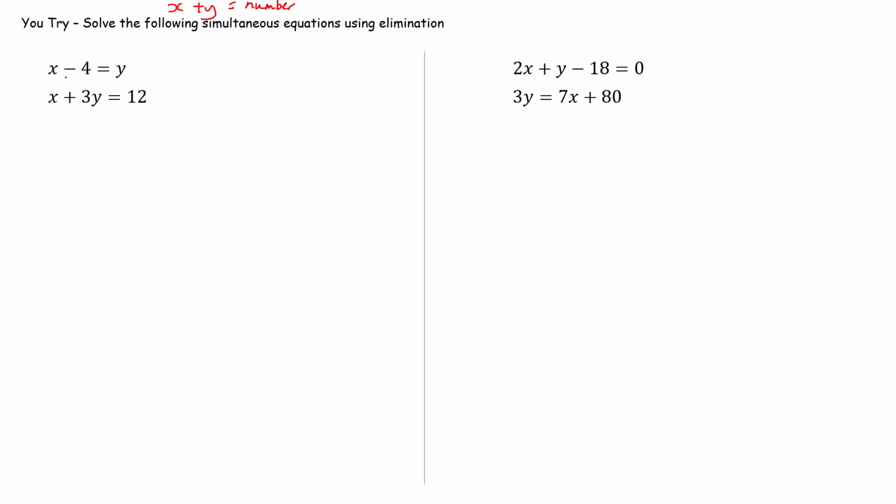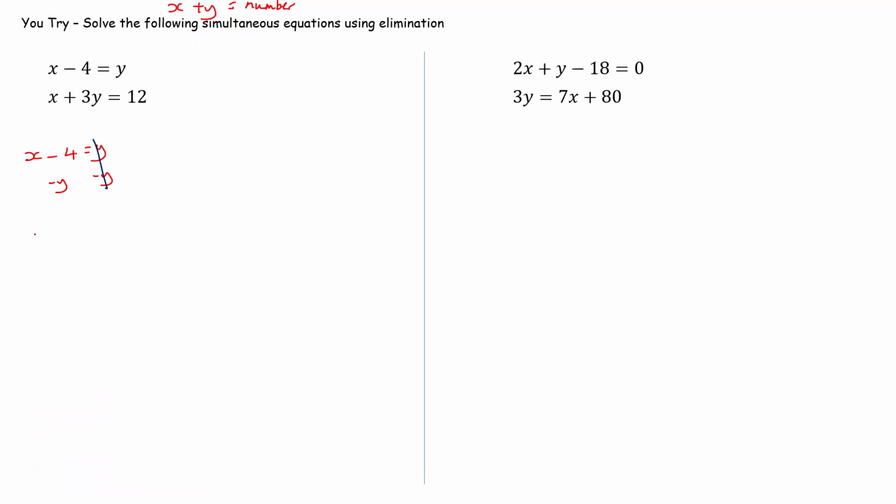Right, so what I need to do here is I've got x minus 4 is equal to y. I want to get the y on the other side, and the minus 4 on the other side. Let's just do it one step at a time to make it clear. Let's get the y over here. I've got to take away y from both sides, because then what happens there? These are going to cancel to make 0.